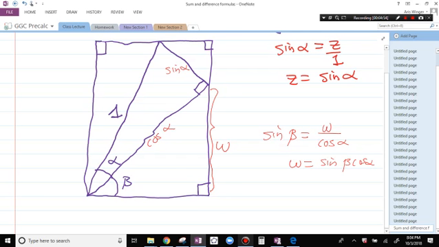If you multiply both sides by cosine alpha, this side is sine beta cosine alpha. The sine of this angle is opposite, W, over this hypotenuse, cosine alpha. And now just solve for W. Just multiply that there. W is sine beta cosine alpha.